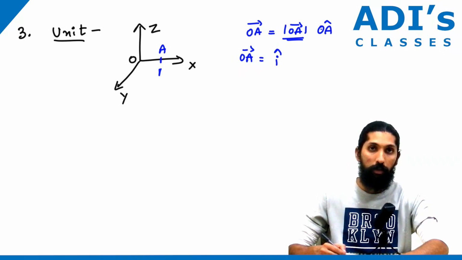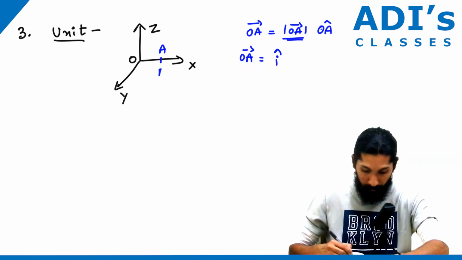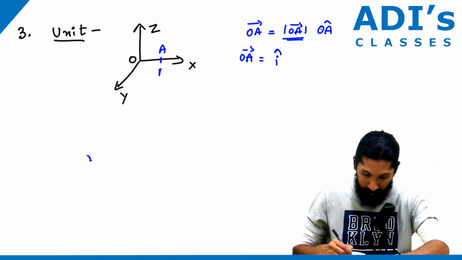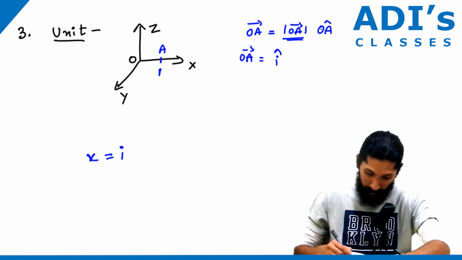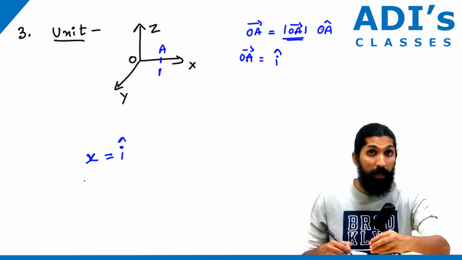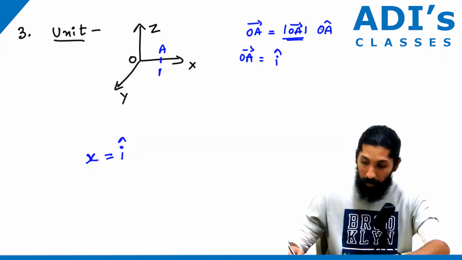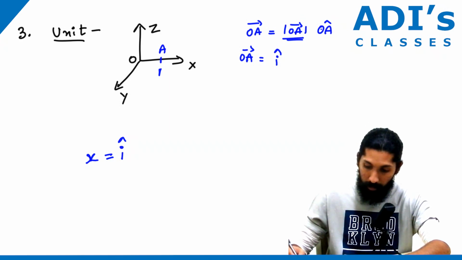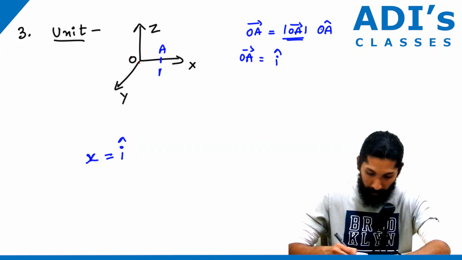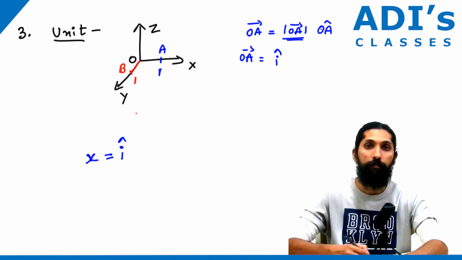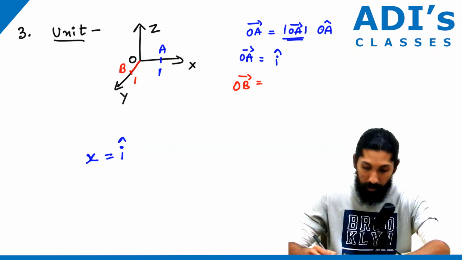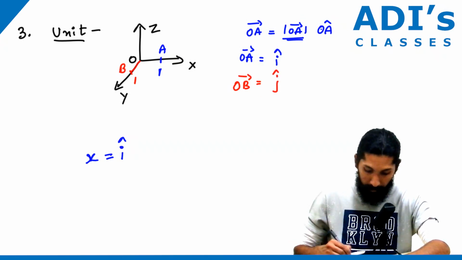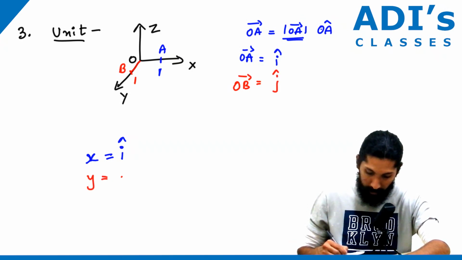Clear? X-axis is always I cap. So we can write here x-axis is I cap. Okay, I cap. Or you can just say I hat, anything. Now, second one, let's say you're going to move along the y-axis. Here, again, 1. This is B. So, same way OB vector becomes J cap. So, that means along the y-axis, it is J cap.